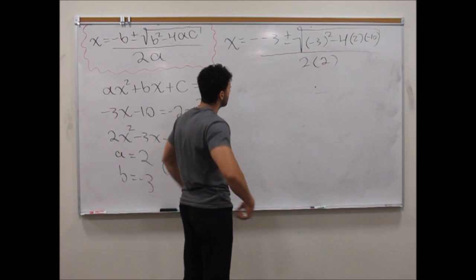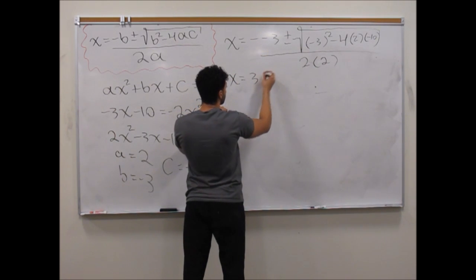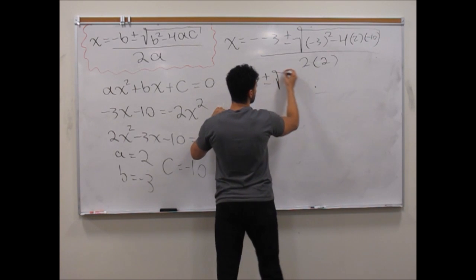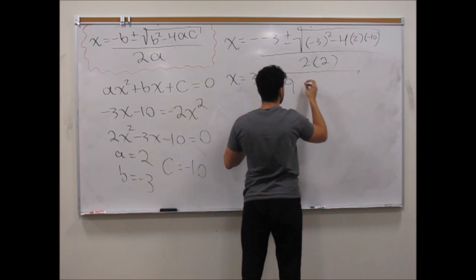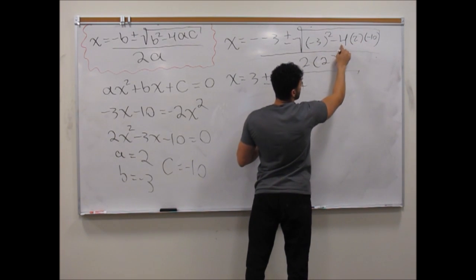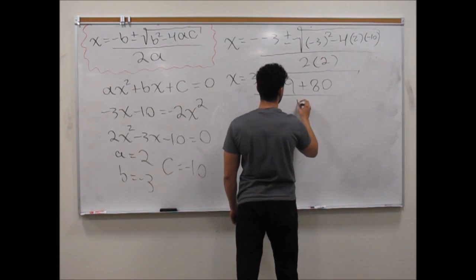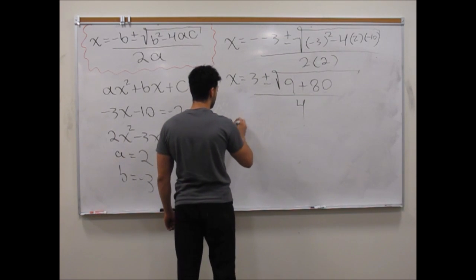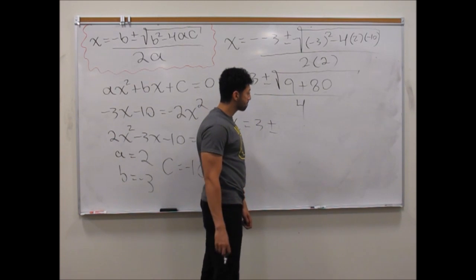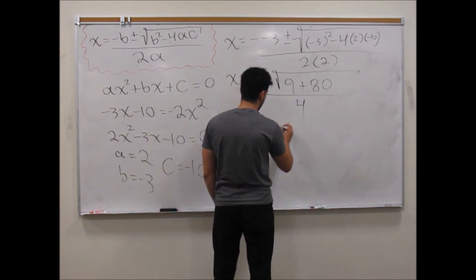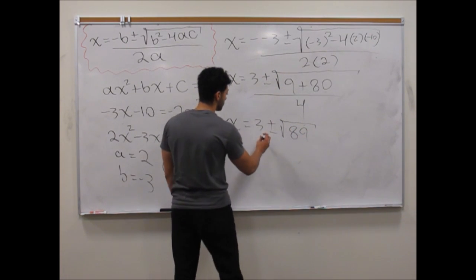Okay, so then we just simplify a little bit, get that x is equal to, 2 negatives make a positive. So then we get a 9 out of that. 2 negatives make a positive. 4 times 2 is 8. 8 times 10 is 80. This is all over 4. So then you get x is equal to 3 plus or minus the square root of 89. Just the square root of 89. So then that's over 4.